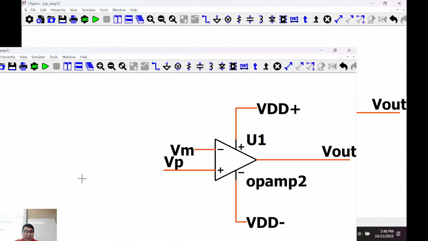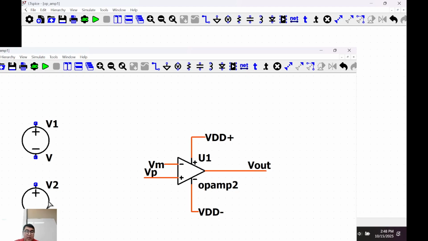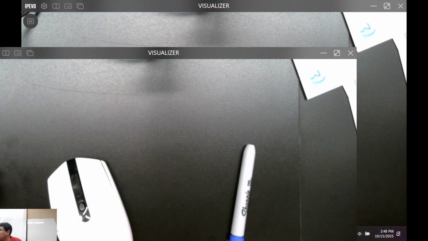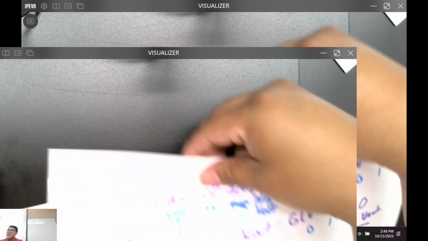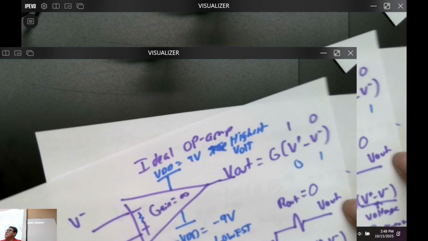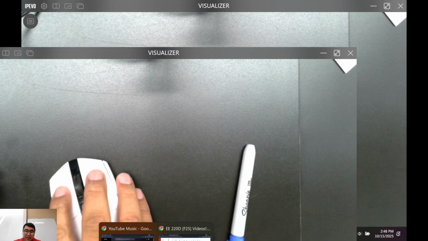Let's see if it actually runs. Voltage divider. Then let me do this. So remember how I said that you needed some power supply to this op amp right here, right? So the reason why I chose 9 volts was, let me show you this.